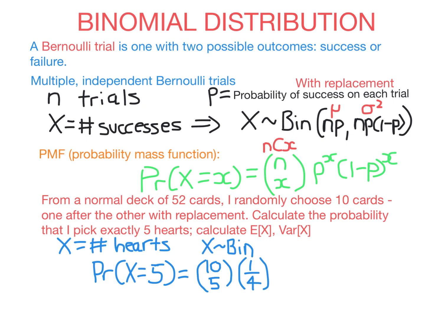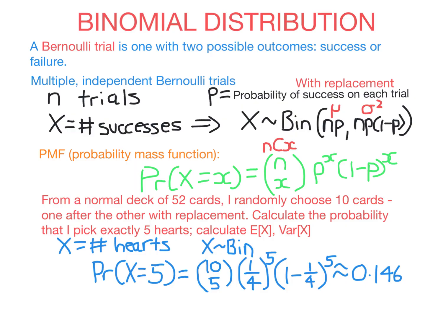x again is 5, so 1/4 to the power of 5. And then we do 1 minus 1/4 to the power of 5 as well. So if we put that in our calculator, we get about 0.146. So there's about a 14.6% chance that I will pick exactly 5 hearts.